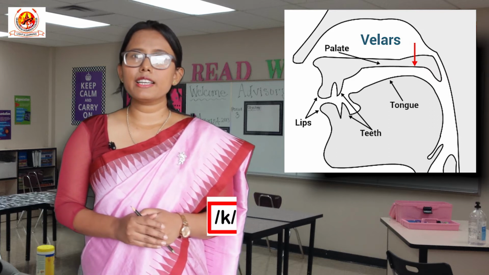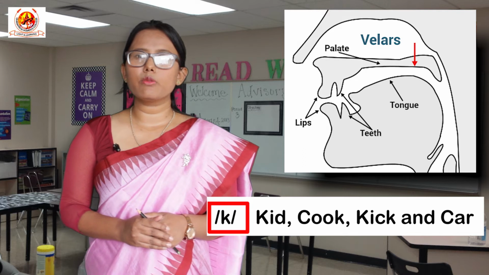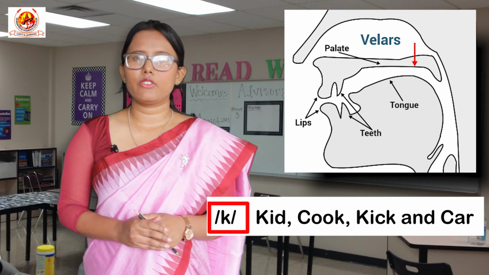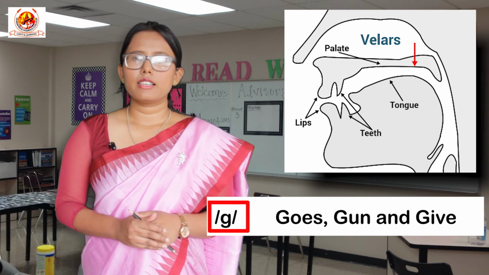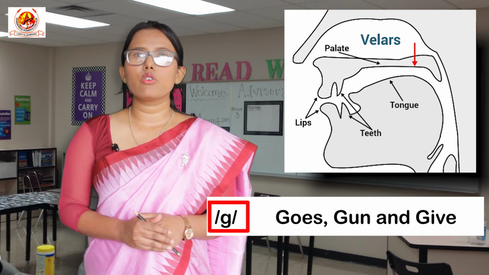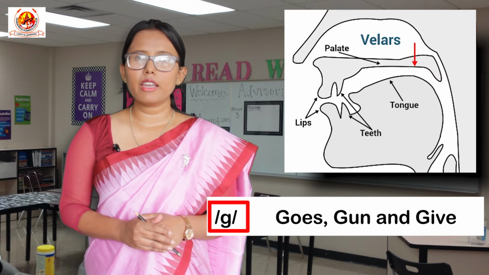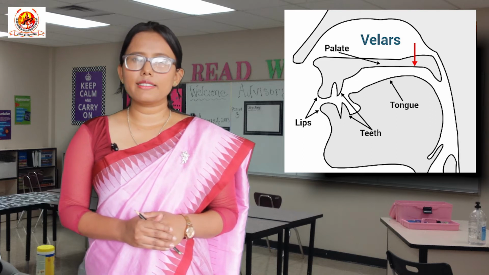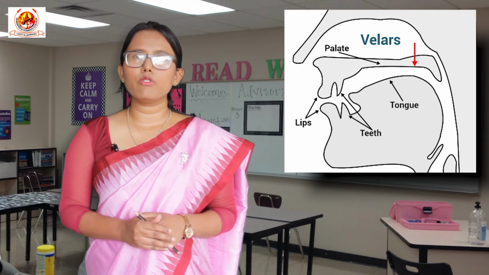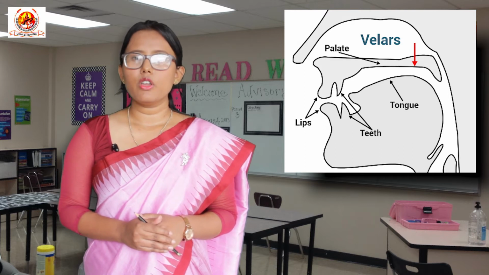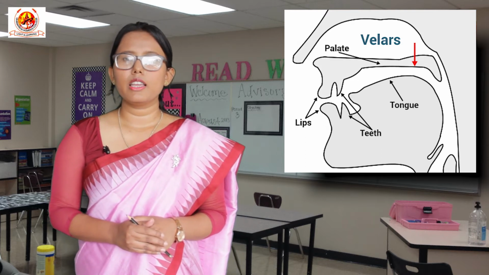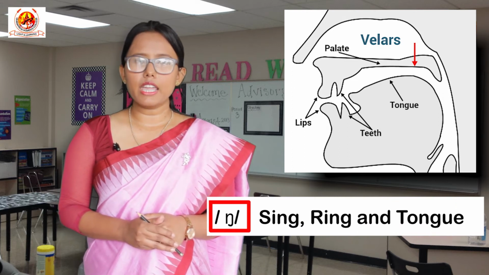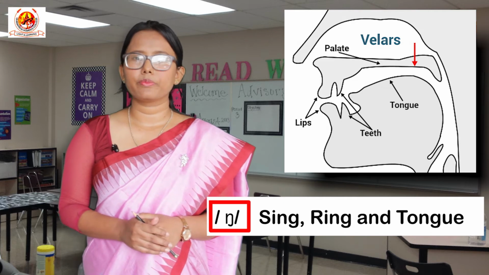For example, the voiceless k sound which occurs in words like kid, cook, kick, and car, etc. And the voiced g sound which occurs in words like goes, gun, and give, etc. The velum can be lowered to allow air to flow through the nasal cavity and thereby produce another voiced velar, the ng sound, which is represented by the angma symbol. This sound occurs at the end of words like sing, ring, tongue, etc.